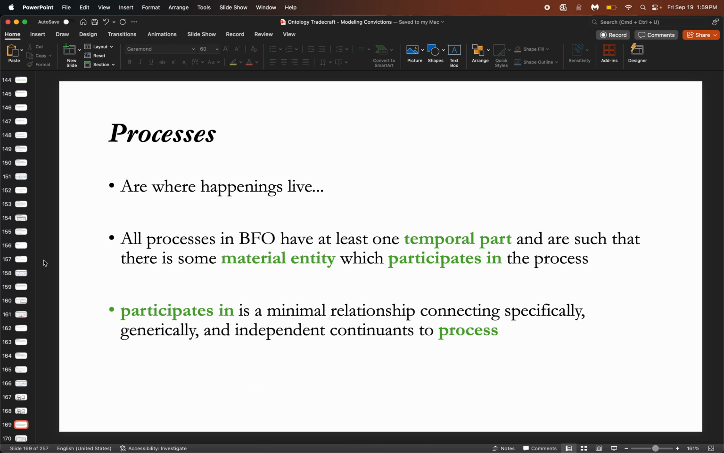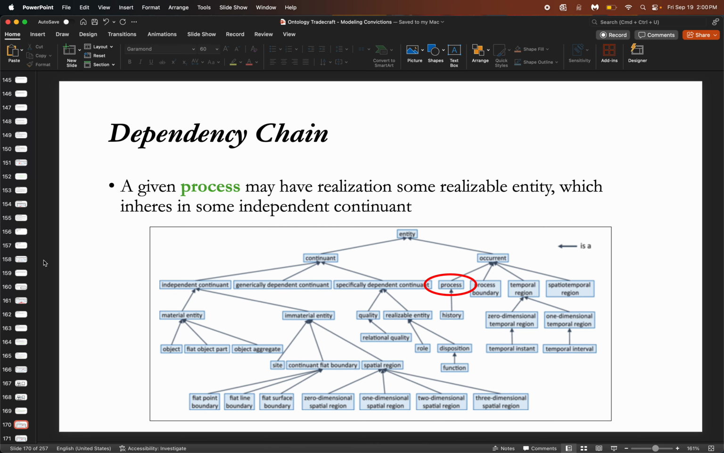Processes are where happenings live, and all processes in BFO have at least one temporal part and are such that some material entity has to participate in them. Participates in is a relationship connecting specifically, generically, and independently continuant, independent continuants to processes. So it's a rather broad relationship. And a given process may have realizations of some realizable entity which inheres in some independent continuant.